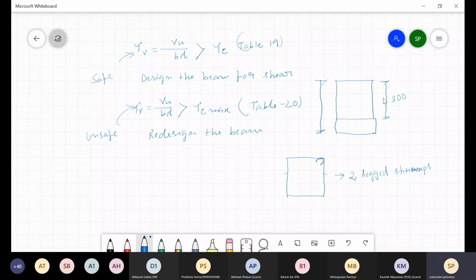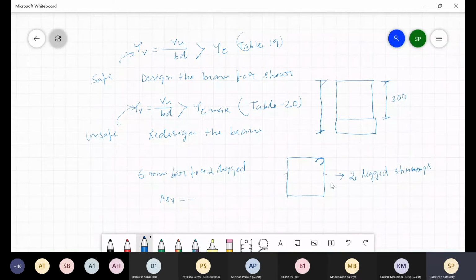Suppose you are saying that I am using a 6 mm bar, two-legged. If you are finding out the area, suppose ASV is the area of your stirrup, then you have to take 2 into pi by 4 into 6 squared. Then this is the area of the stirrups.